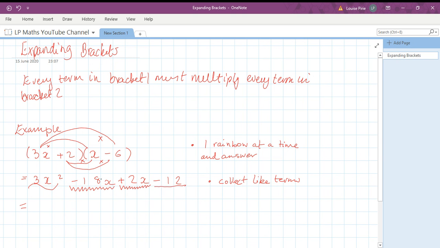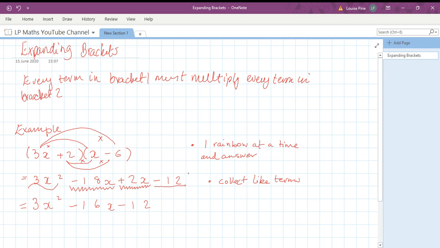So I've got 3x squared. There's no other lines like that, so that can just come down. And I can write that in. Now, I want to do minus 18 plus 2, and that is minus 16x. And then the minus 12, there's no other straight line, so I can just put that straight under. And that is an example of using rainbows to expand brackets.